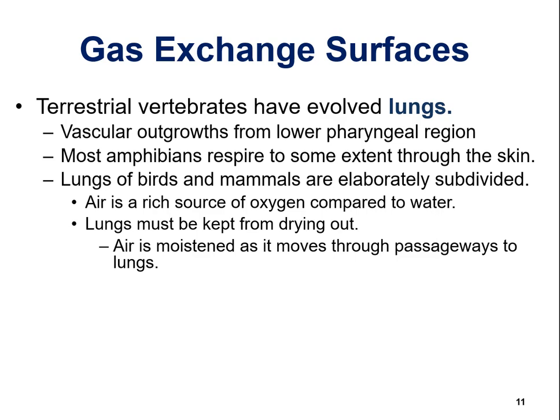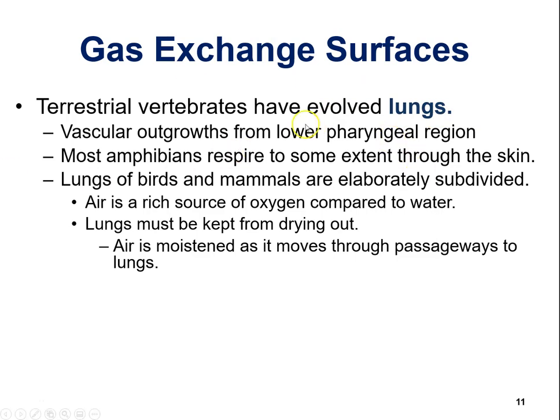When you then move on to talking about terrestrial vertebrates, right? Mammals like the dog that I showed you, we have evolved lungs, okay? So these are outgrowths from the pharyngeal region. We said those gills were outgrowths of the pharynx. And so that's where these lungs are derived from.